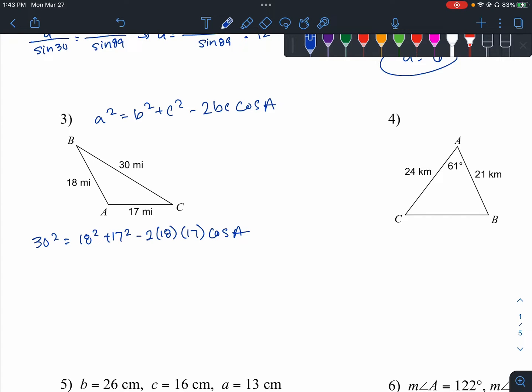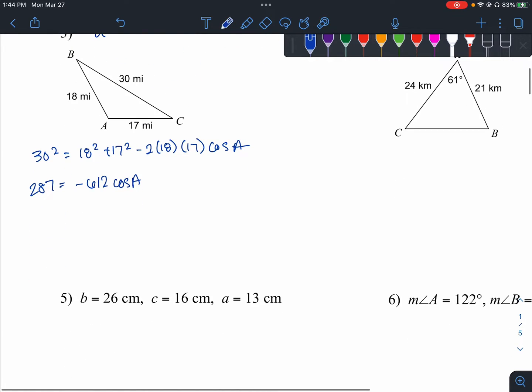287. So I get 287 is equal to, okay, remember that I just moved these over there, so that's gone. I'm just going to multiply this out right here. Negative 2 times 18 times 17, I get negative 612. So negative 612 cosine of A. I'm going to divide by negative 612 on both sides. So I'll have cosine of A is equal to negative 287 divided by 612.